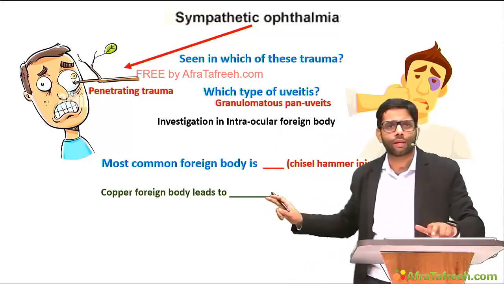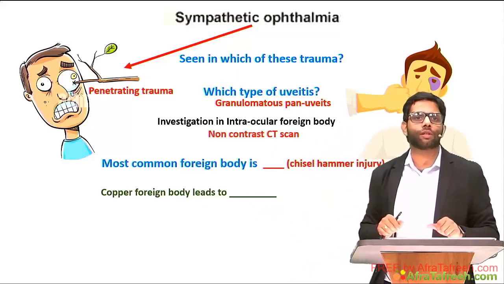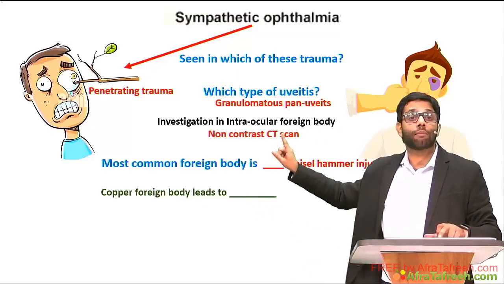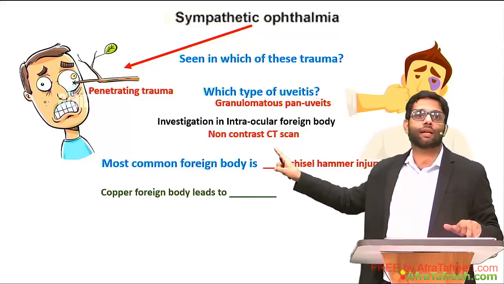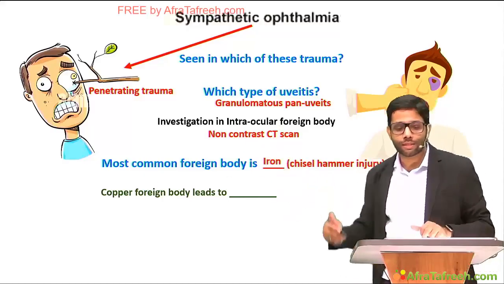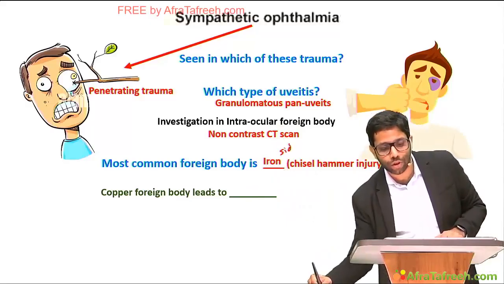Most common foreign body is iron. Some people get chisel and hammer injury. And the investigation is non-contrast CT scan, MRI is contraindicated. And siderosis is the answer when there is an iron foreign body.